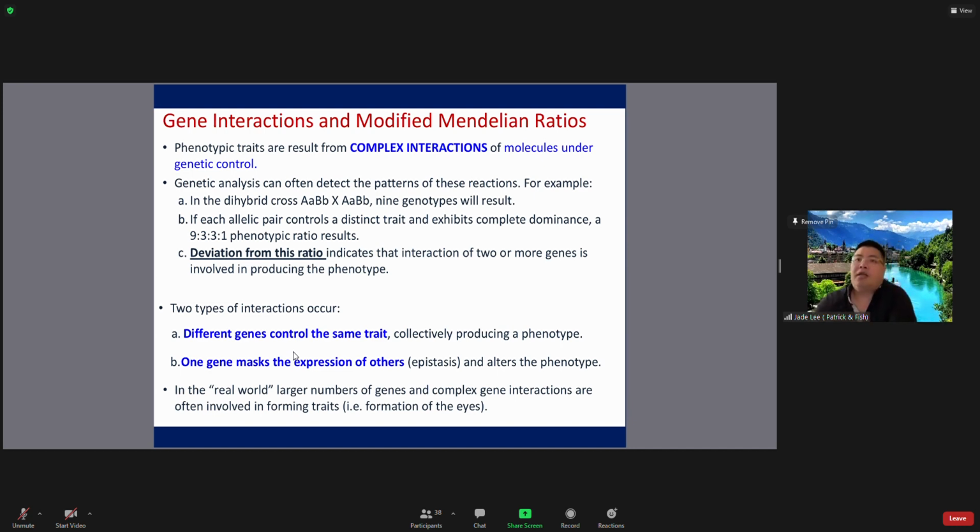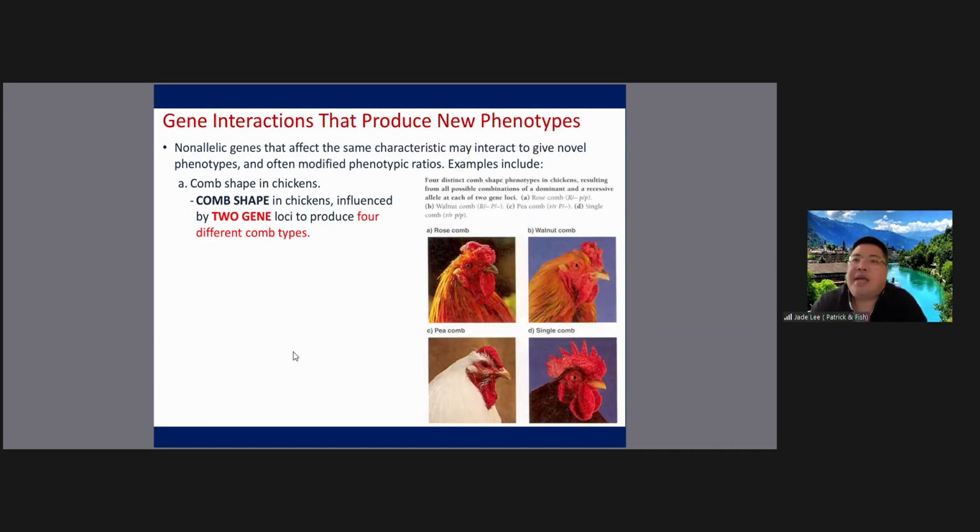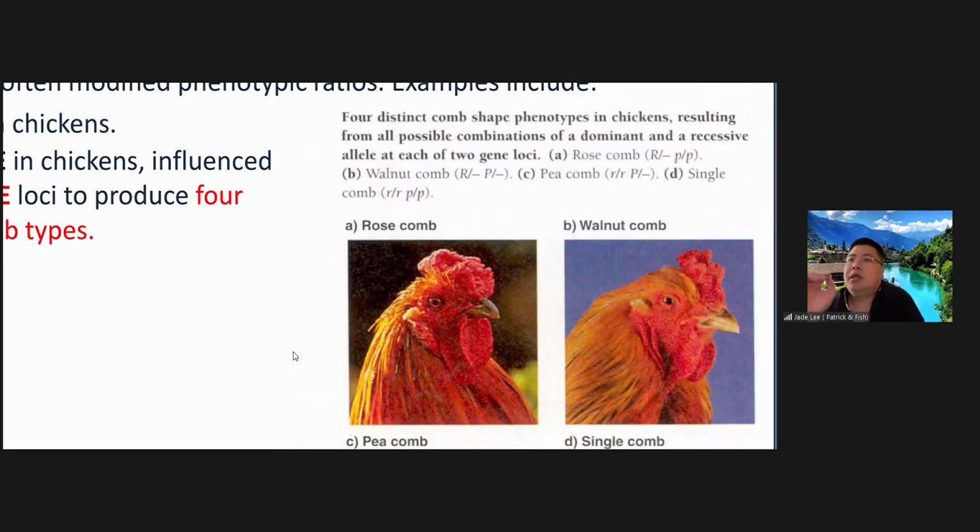Okay. Contoh satu lagi ialah the gene interaction that produces a new phenotype. Kalau kita tengok the comb, okay. So non-allelic genes that affect the same character may interact to give a novel phenotype and often modify the phenotypic ratio. Examples include the comb shape in the chicken. The comb shape in chicken may be influenced by two gene loci to produce 4 different comb types. Okay, contohnya di sini. Contohnya A ialah Rose comb. Kenapa Rose comb? Kerana dia punya comb tu dia macam rose.